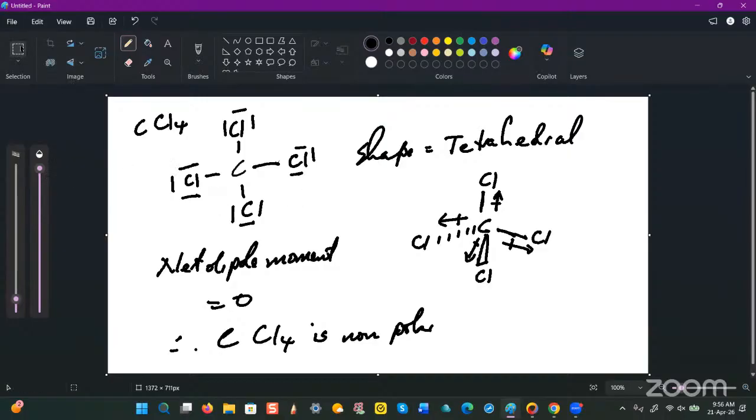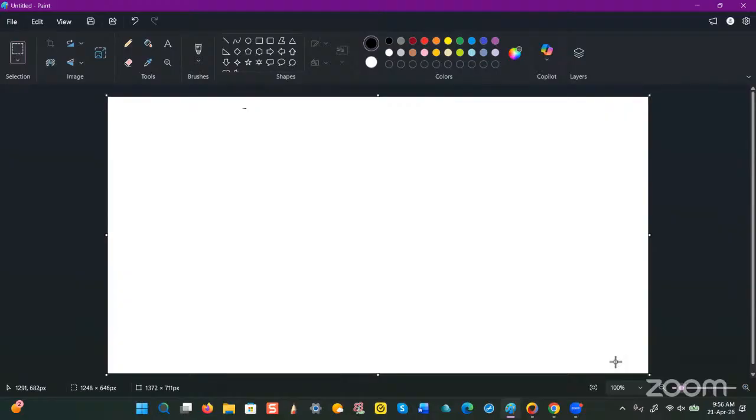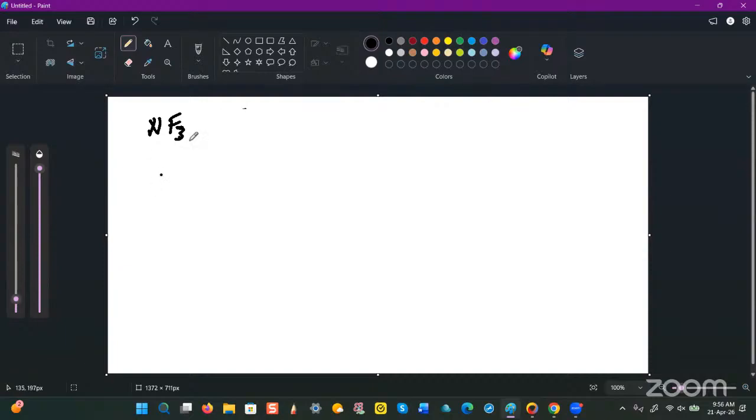Let's say instead of carbon tetrachloride, you're given nitrogen trifluoride. So again, if you go through all the steps to get the Lewis structure, I won't go through all of that because you guys should know how to do that by now. The Lewis structure of nitrogen trifluoride will be this. Okay, so that would be the Lewis structure of nitrogen trifluoride.